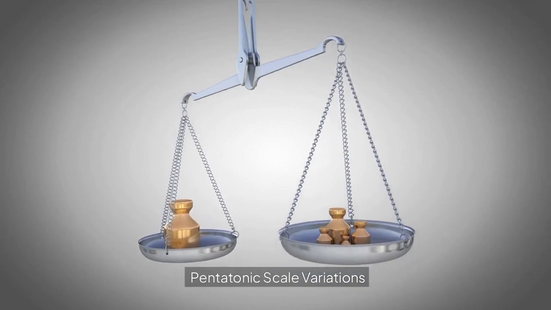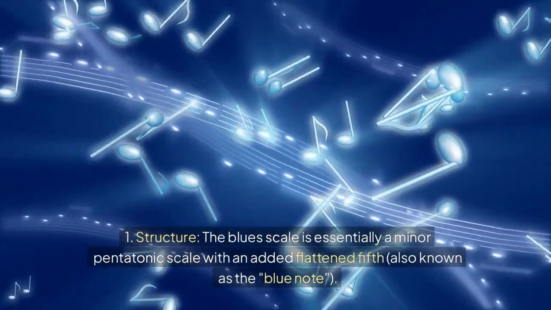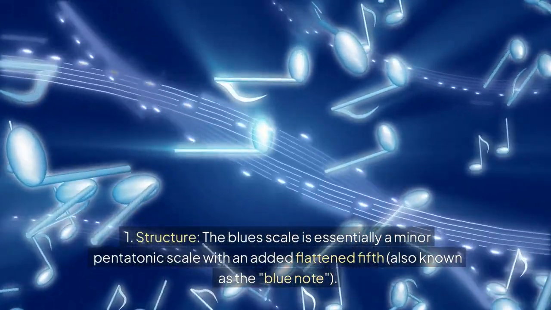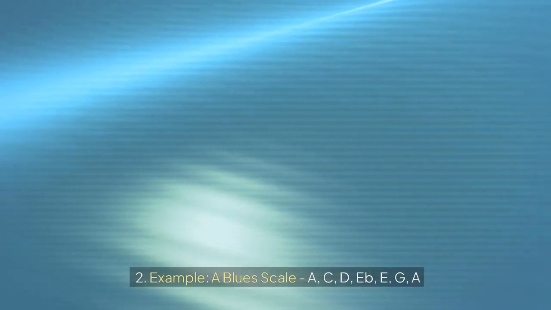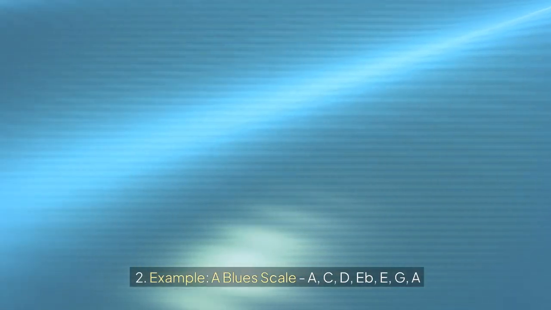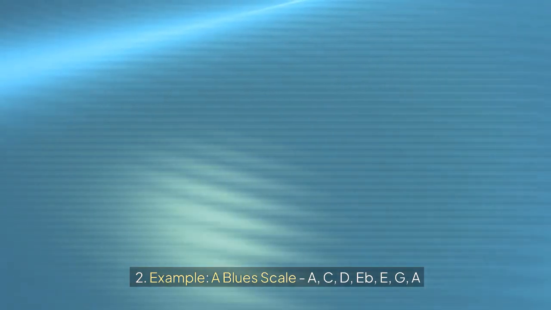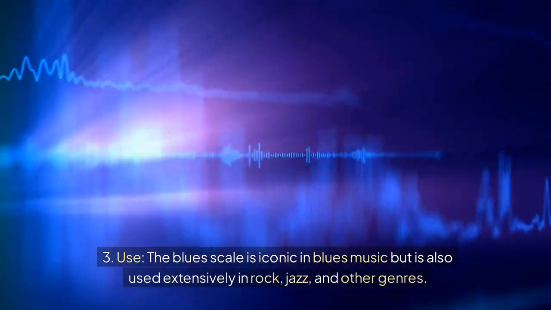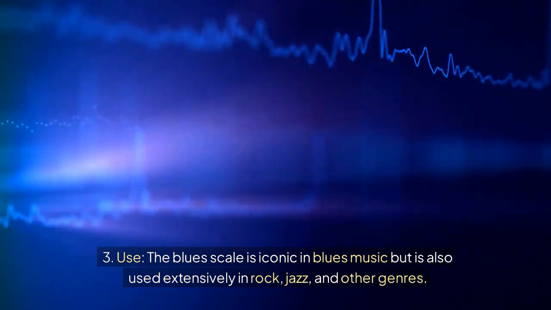Pentatonic scale variations. Apart from the standard major and minor pentatonic scales, there are several variations and extended forms. 1. Blues scale. Structure: the blues scale is essentially a minor pentatonic scale with an added flattened fifth, also known as the blue note. Example, a blues scale: A, C, D, E-flat, E, G, A. Use: the blues scale is iconic in blues music but is also used extensively in rock, jazz, and other genres.